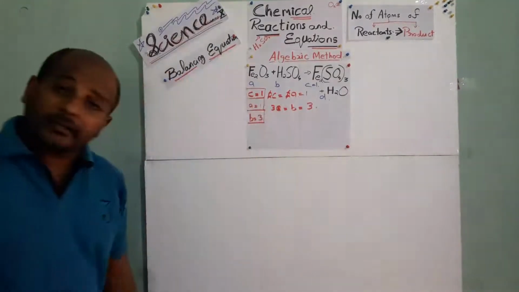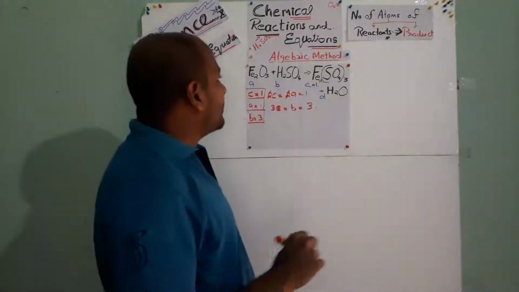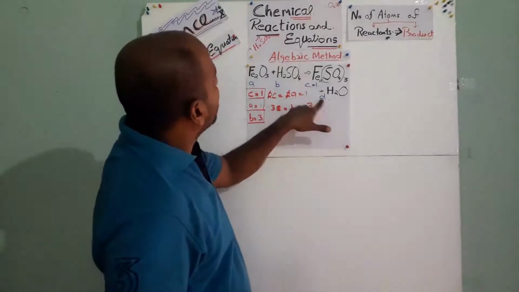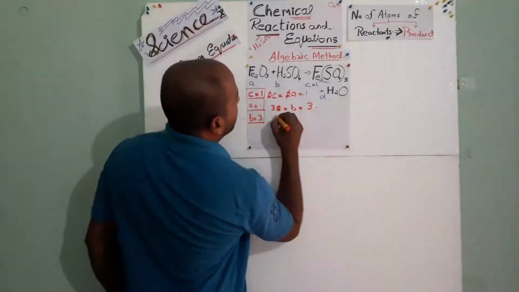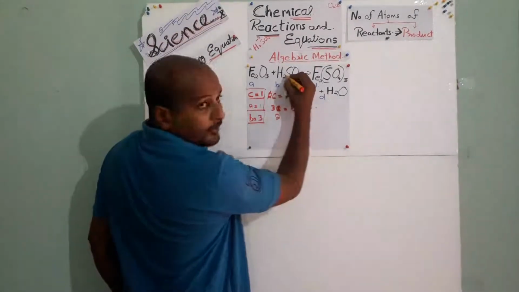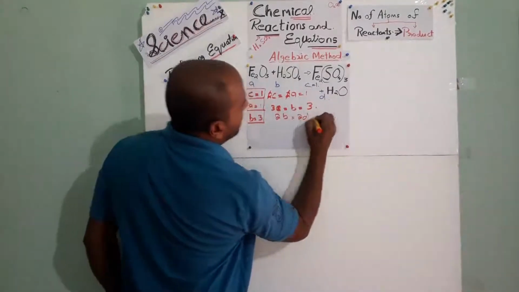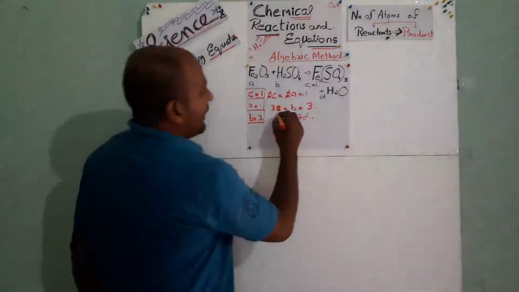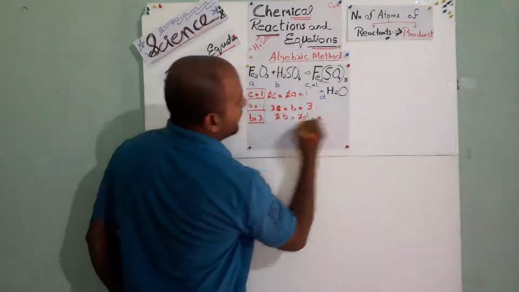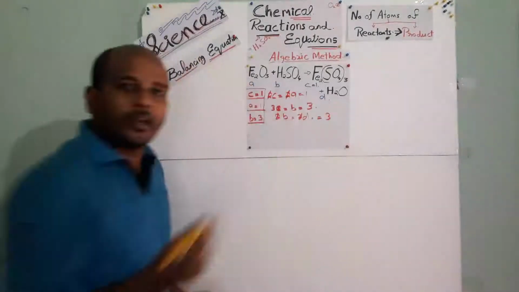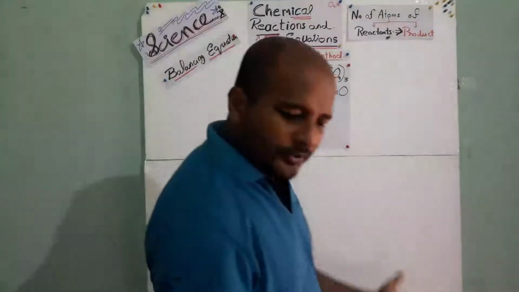Next, one more variable we need to find. It is D. Let's see, D and B. Hydrogen: 2B will give us 2D. That means the 2 and 2 cancel, so B is equal to D. Here we have B is equal to 3, so D is equal to 3. It's easy. Let's substitute this in the equation.